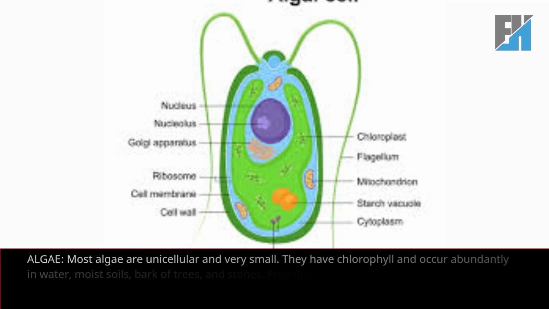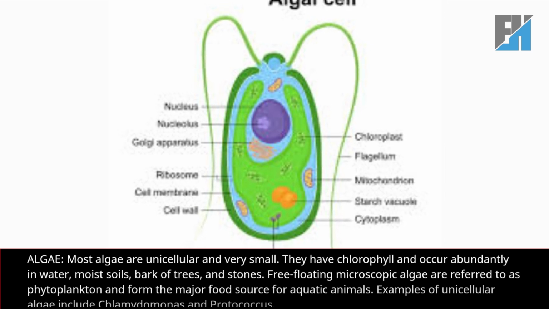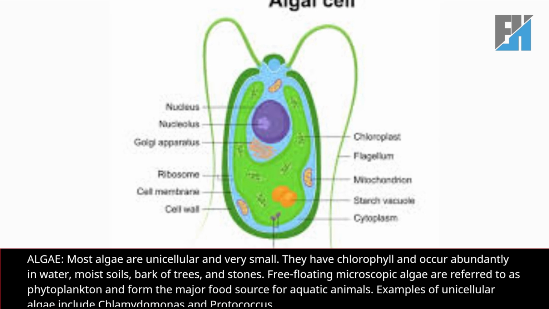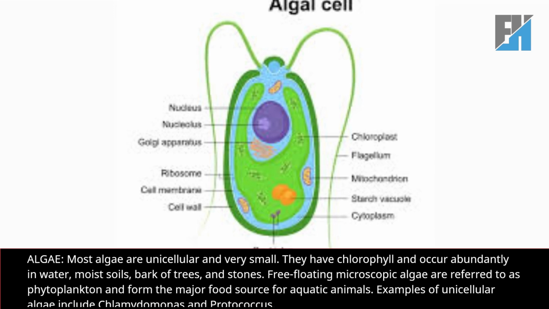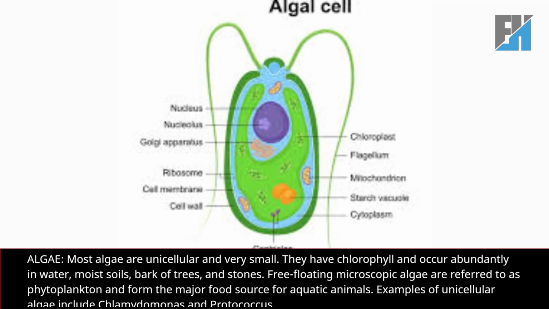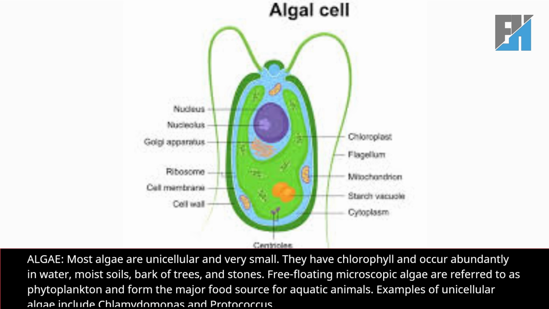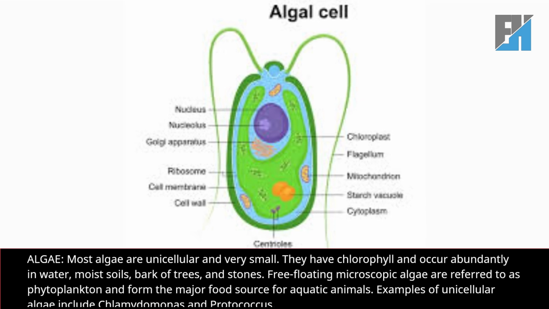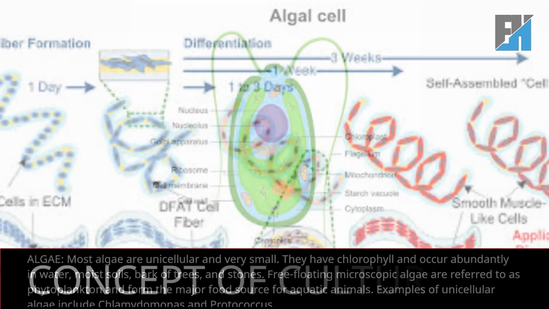Algae. Most algae are unicellular and very small. They have chlorophyll and occur abundantly in water, moist soils, bark of trees, and stones. Free-floating microscopic algae are referred to as phytoplankton and form the major food source for aquatic animals. Examples of unicellular algae include Chlamydomonas and Protococcus.